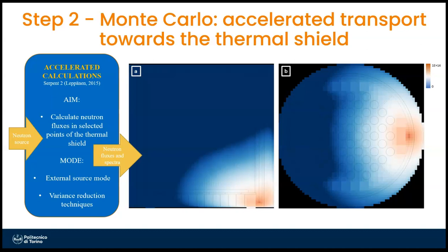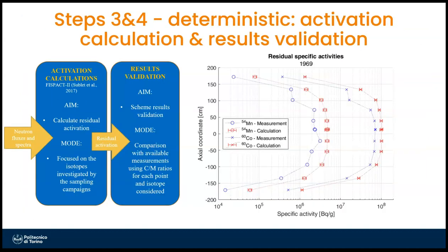Out of this set of simulations, we get neutron fluxes and spectra, which are used in the third step of the calculation, which is the deterministic part, in particular the activation calculation of the structures. And the fourth step is basically just the result validation, so comparing the values from my model with the values coming from the measurements.